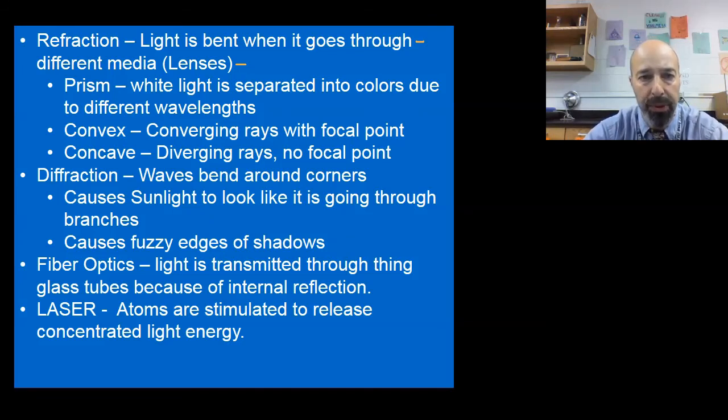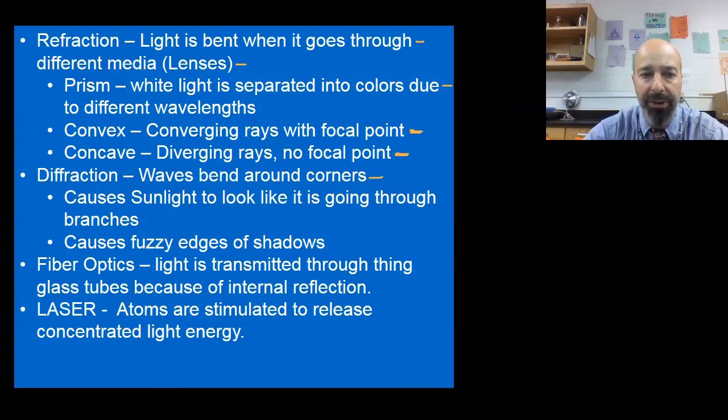We also have prisms, and this is where we break up white light into its separate colors due to different wavelengths. We have convex lenses, which create converging rays with a focal point, very important, and we'll talk about the images that are created because of that in class. We have concave lenses, which create diverging rays that go apart from each other and have no focal point, so the rays of light do not cross over each other, and that's really important to remember.